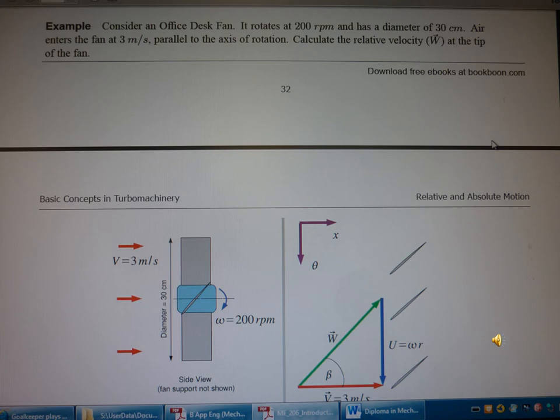For the velocity triangle, consider that the office fan is rotating at 300 RPM, has a diameter of 30 cm, and the air flows at 3 meters per second parallel to the axis of rotation. We calculate the relative velocity W at the tip of the fan. This is where the air is coming in. The air velocity is 3 meters per second, and the rotation omega is at 200 RPM. You can see the air velocity and the rotation in the velocity diagram.